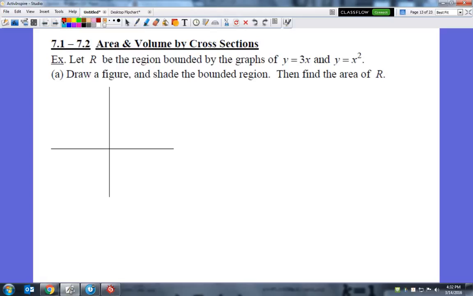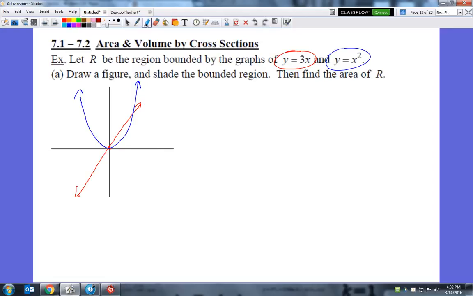Alright, so let R be the region bounded by the graphs y is equal to 3x and y is equal to x squared. So let me do this again, color coordinated. 3x looks probably something like a line with a slope of 3 going through 0, 0. And then x squared we'll do in blue. Y is equal to x squared. And draw a figure and shade the region, or the bounded region. Okay, so then find the area of R.